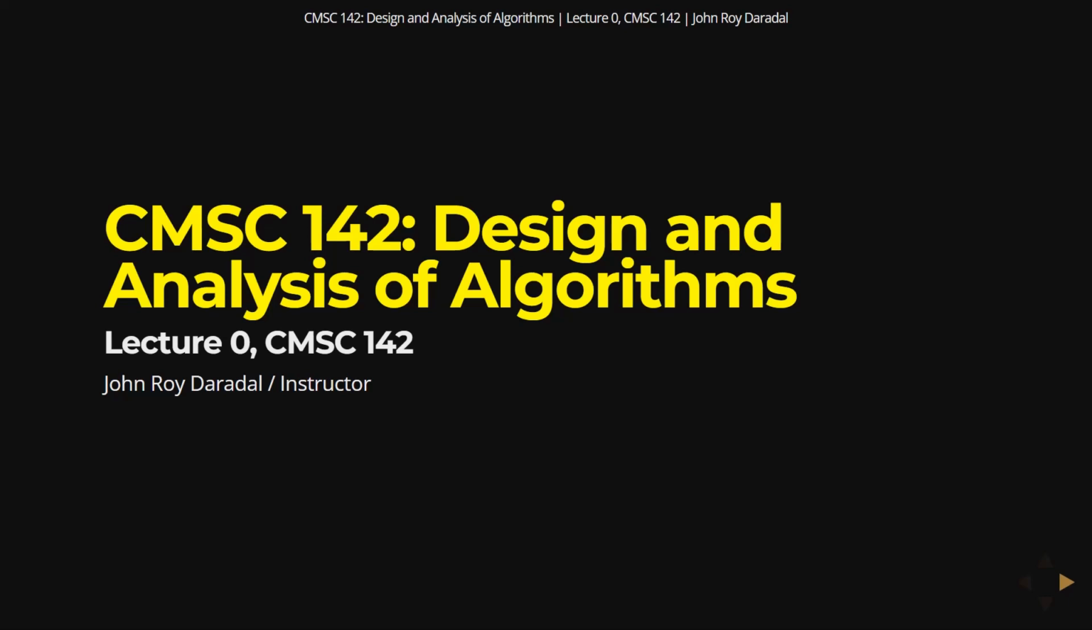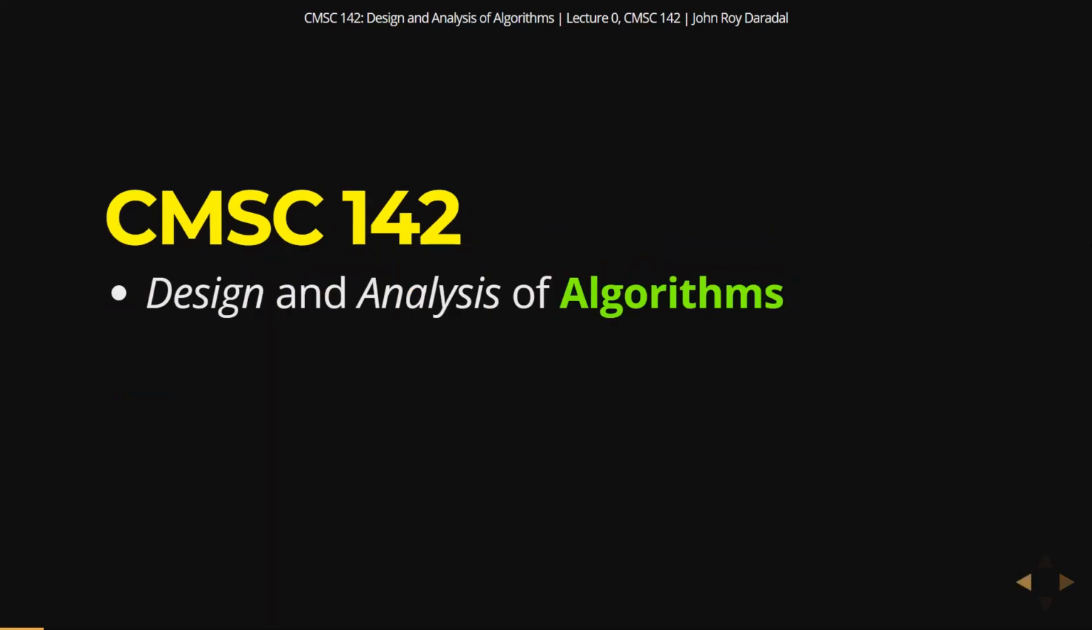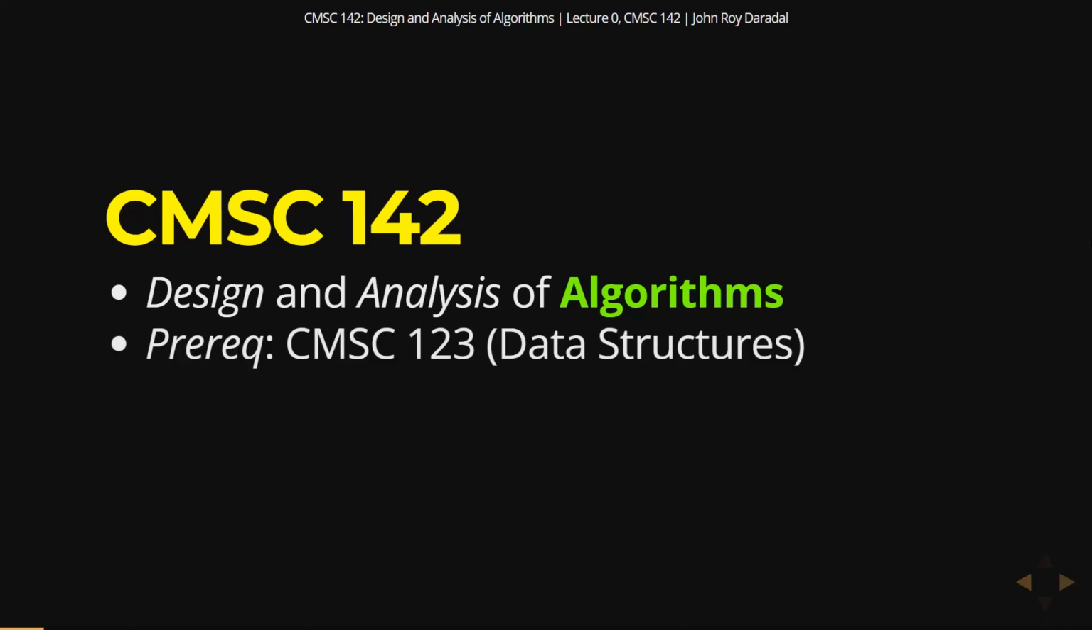Okay, so let's start. ComSci 142's title is Design and Analysis of Algorithms. In this course, we will be talking about algorithms, how to design them, and how to analyze them. Design and analysis come hand in hand. The prerequisite of this course is ComSci 123, which is data structures, and presumably you've already taken that course in the previous semester.